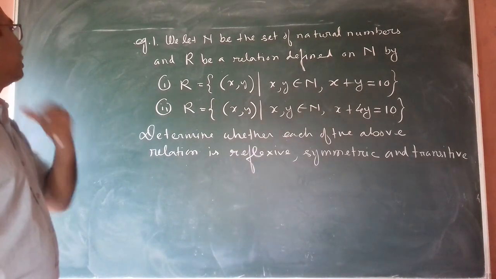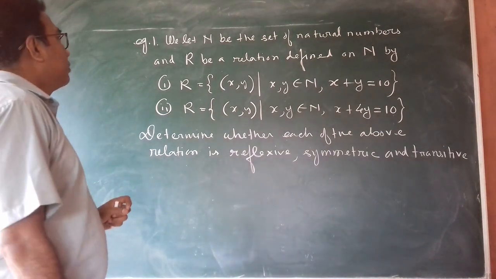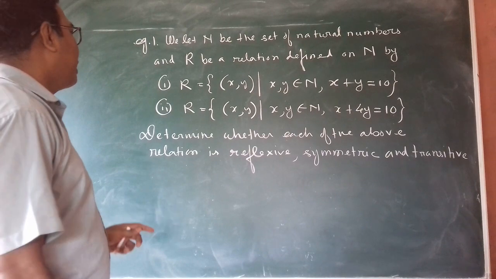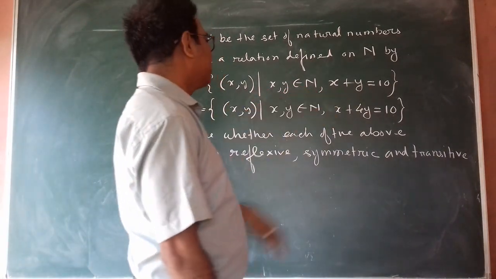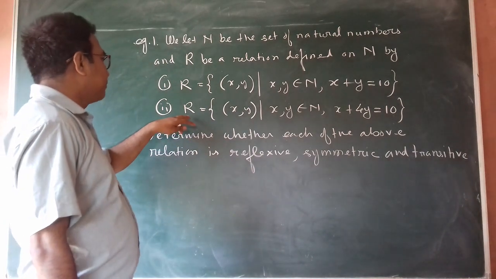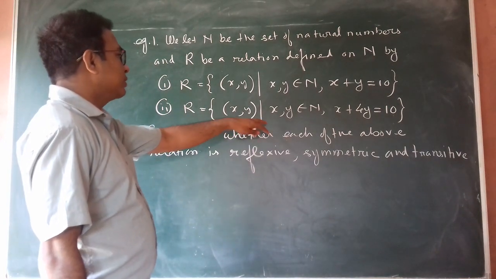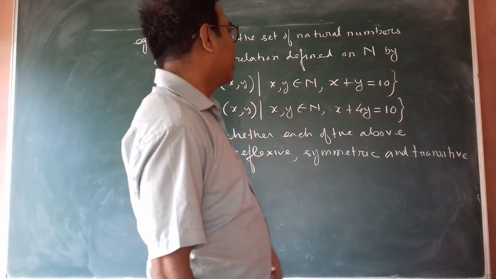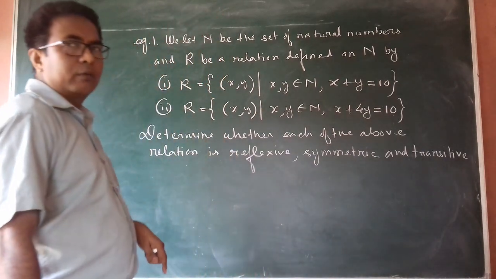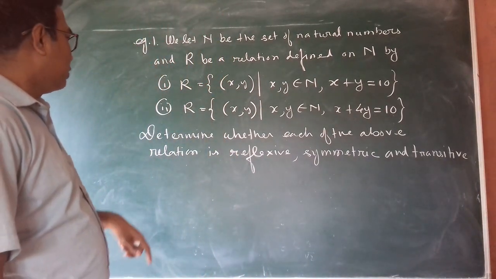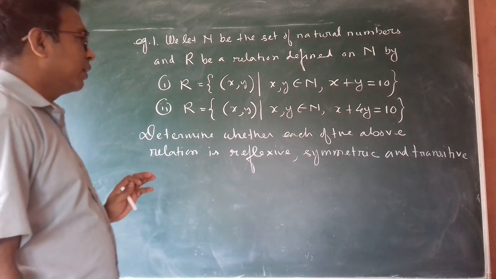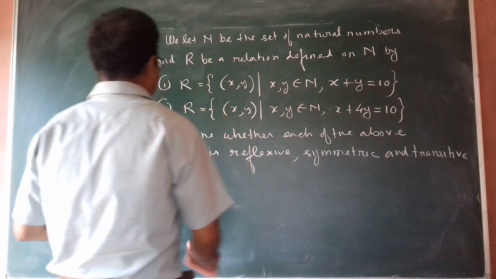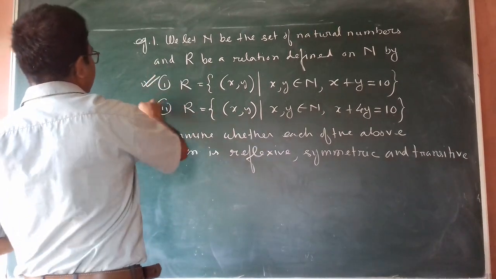Let N be the set of natural numbers and R be a relation defined on N by R equal to {(x, y) such that x, y belongs to N and x plus y equal to 10}, and R equal to {(x, y) such that x, y belongs to N, x plus 4y equal to 10}. Determine whether each of the above relations is reflexive, symmetric and transitive. I am going to solve the first one and the second will be the homework.